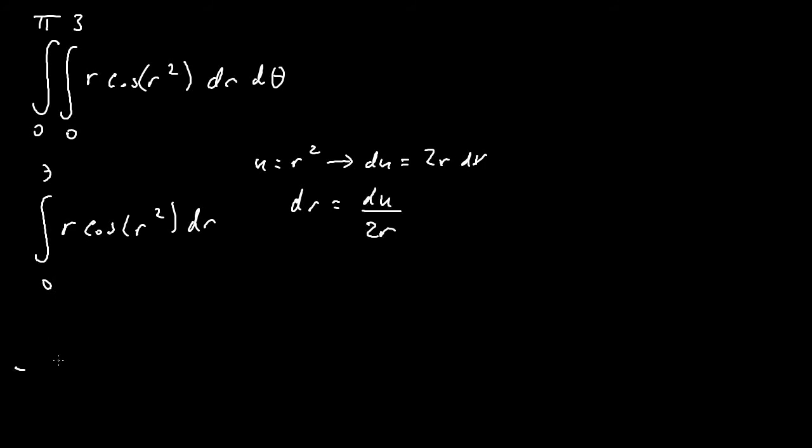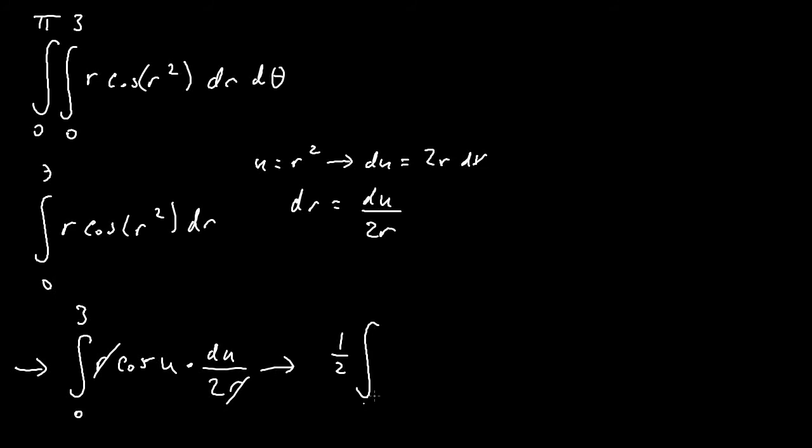When I substitute that back into the integral, we get the integral from 0 to 3 of r times cosine of r squared, which I set equal to u, so cosine of u, times dr, which is equal to du over 2r. Notice the r's will cancel. 1/2 can come outside the integral because it's a constant. So we'll get 1/2 times the integral of cosine of u du. Now the integral of cosine is just sine of u, so we get 1/2 sine of u. Remember we made u equal to r squared, so I can plug that back in. So we get 1/2 times sine of r squared.